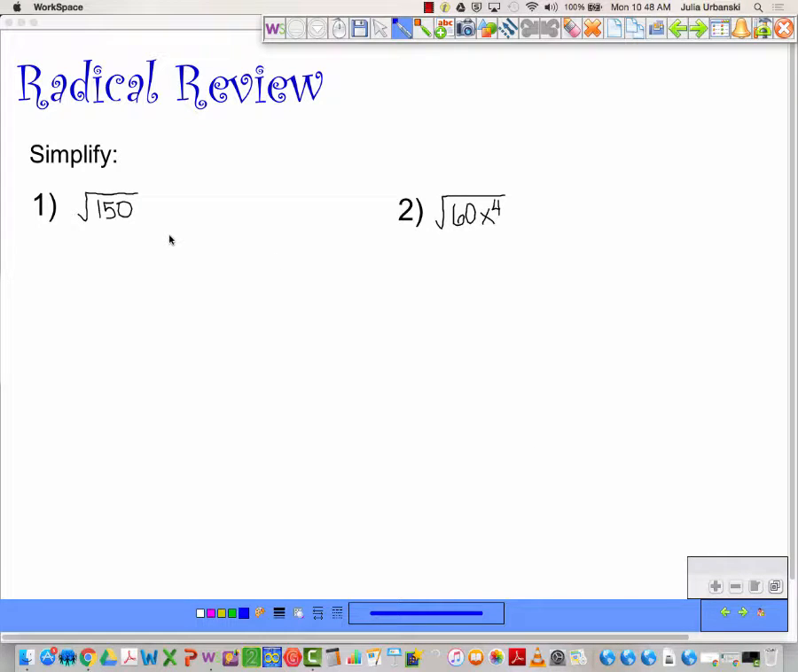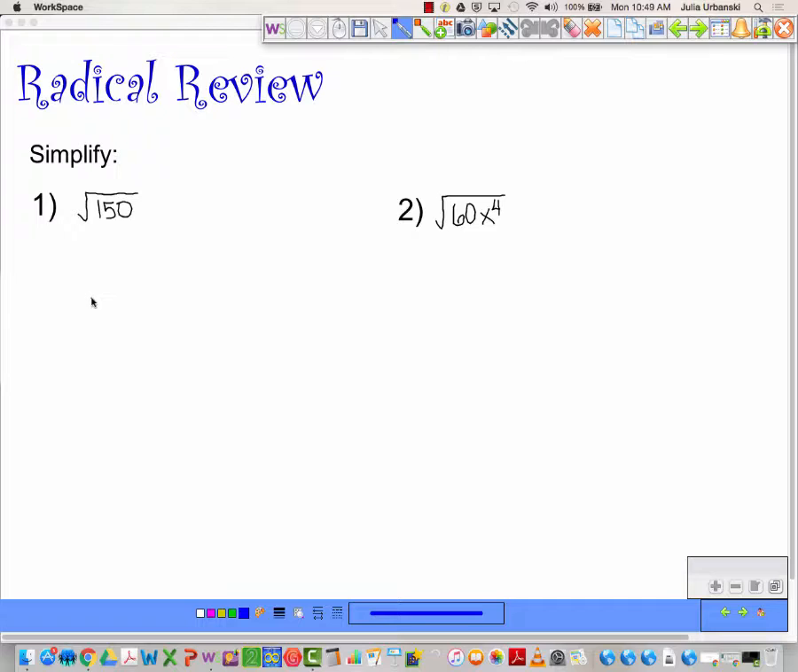Alright, so radical review. When you say radical in math, you are talking about square roots. There are lots of different ways to simplify this. One is to break it down into everything until they're all prime numbers. Another way is once you see a perfect square, you can stop.